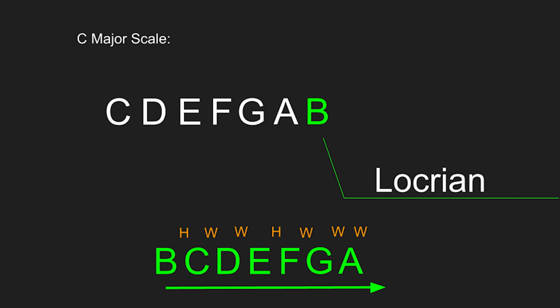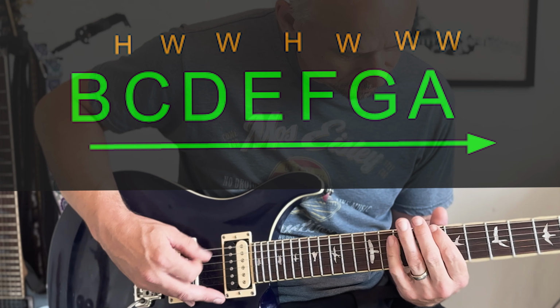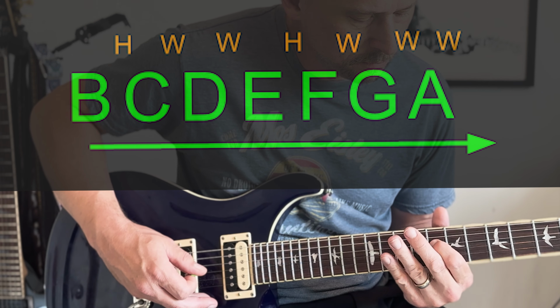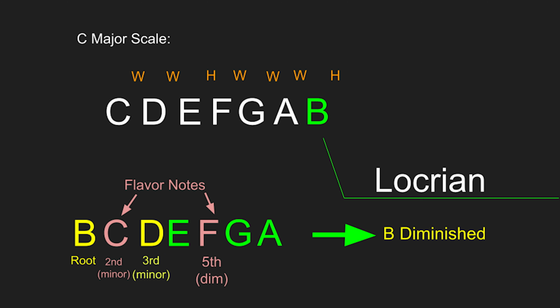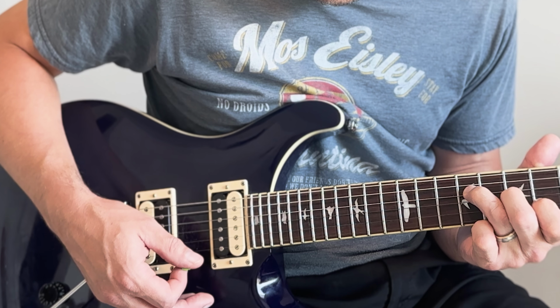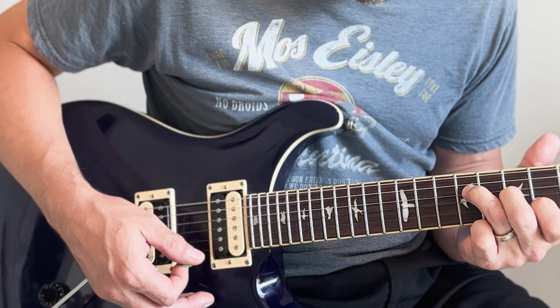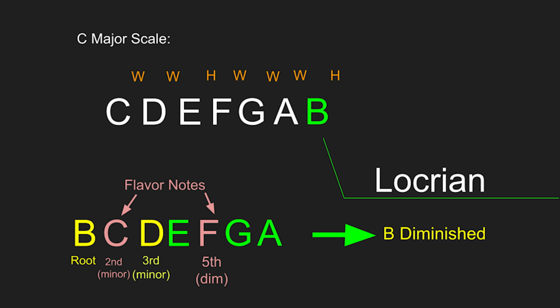The final mode of the major scale is Locrian. It has a minor third as well as a minor 2nd, as well as what is called a diminished 5th. For this scale, we'll be playing in B diminished. You don't see a lot of modal playing using Locrian due to its discordant sound.